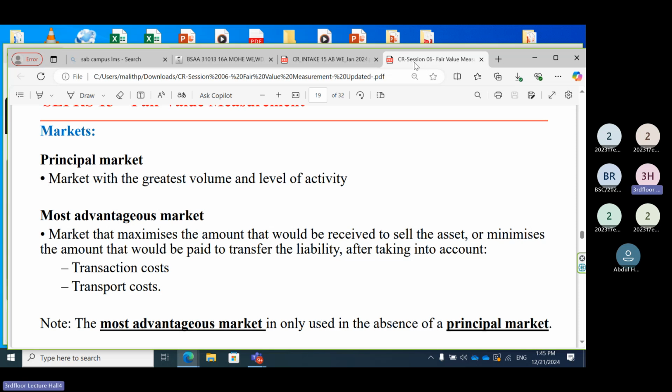The market with the greatest volume and level of activity, the number of sales, and the overall turnover can be used to decide the principal market. The principal market is a decision you have to evaluate. Principal market, right?